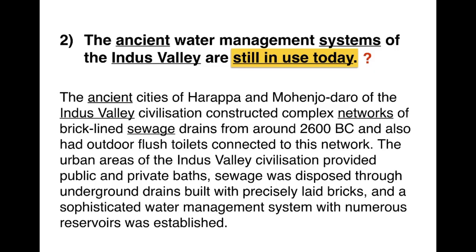Drains from around 2600 BC and also had outdoor flush toilets connected to this network. No information about today yet. The urban areas of the Indus Valley civilization provided public and private baths. Sewage was disposed through underground drains built with precisely laid bricks, and a sophisticated water management system with numerous reservoirs was established. Still nothing about today, nothing about whether these systems are still in use today. So it's looking like a not given answer for me, but just to be safe, we could quickly check the beginning of the next paragraph.